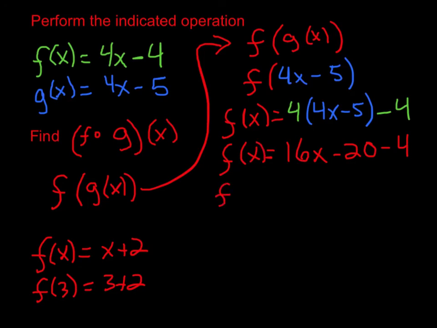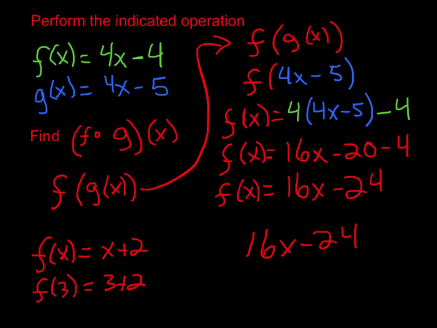So f of x is equal to 16x minus 24. And so all of my f of g of x is equal to, my answer would be 16x minus 24. And this one here is my total answer for that one.